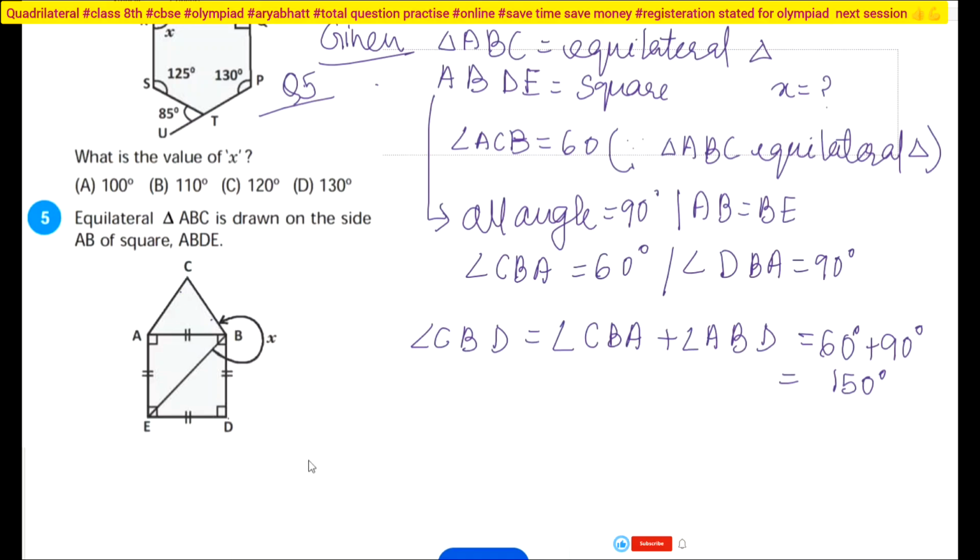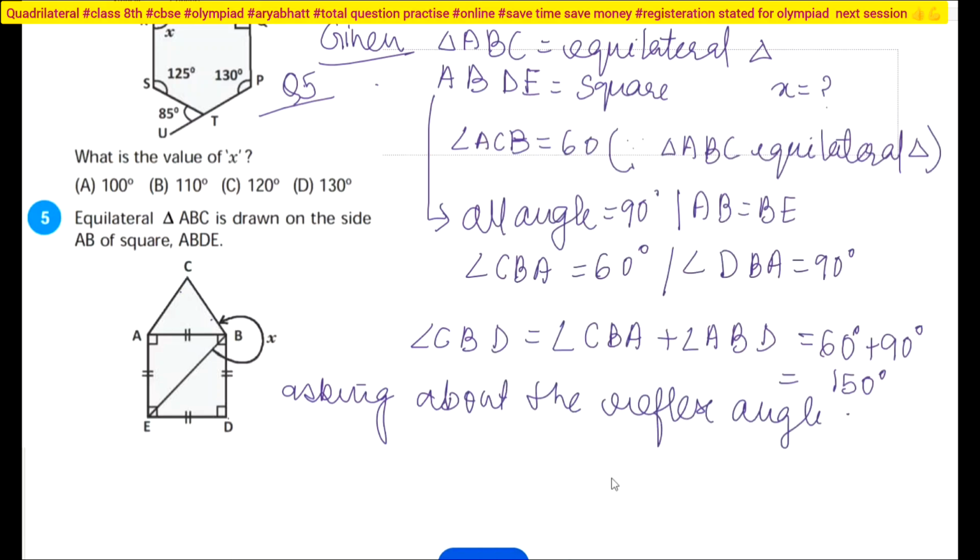They are asking about the reflex angle. So angle x is equal to 180 degrees plus 45 degrees, which is equal to 225 degrees. This one is 45 degrees and this is the entire angle. Now see, it is 225 degrees.